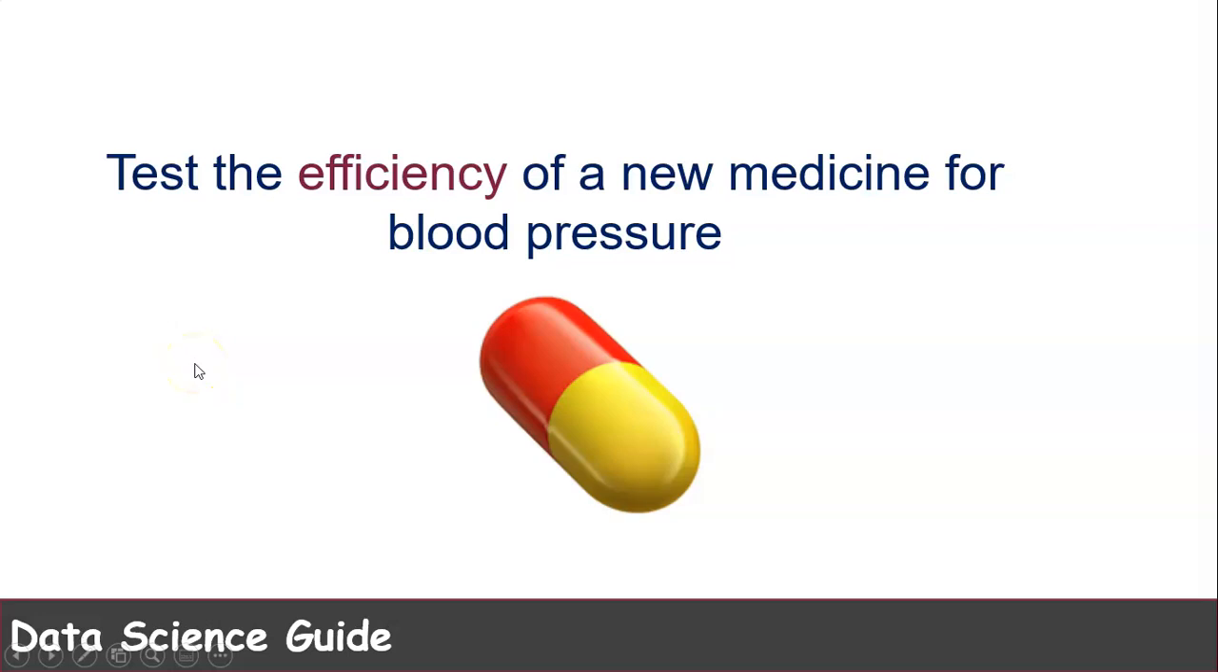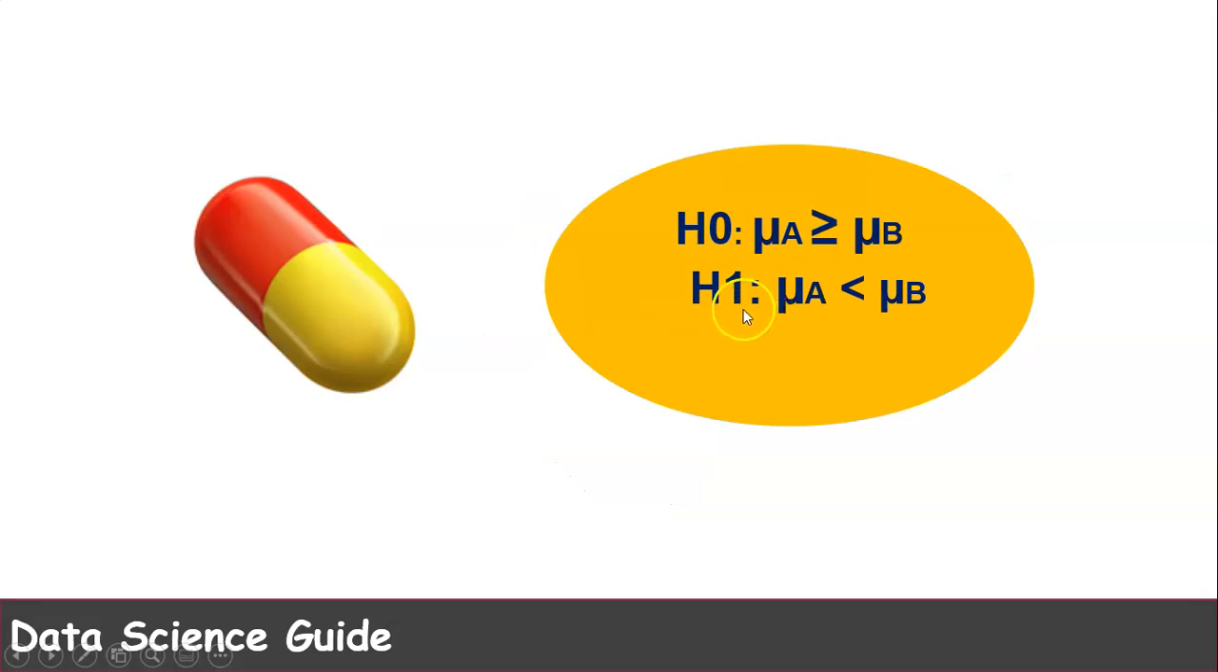Welcome everyone. So far we tested one sample, and in this business scenario we are going to test two dependent samples, and we are going to use the same example we used in the confidence interval. We want to test the efficiency of a new medicine for blood pressure. We need to find if mu A is less than mu B.